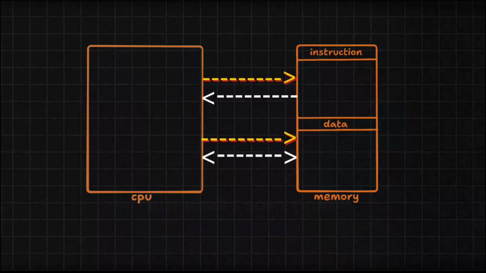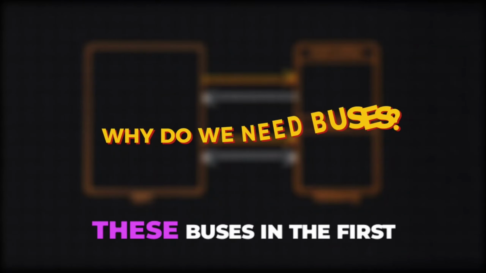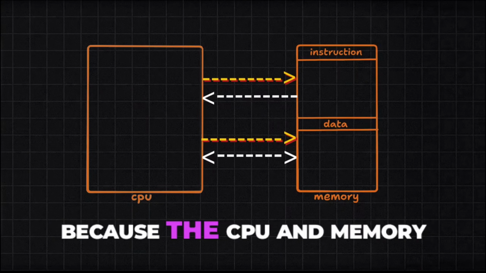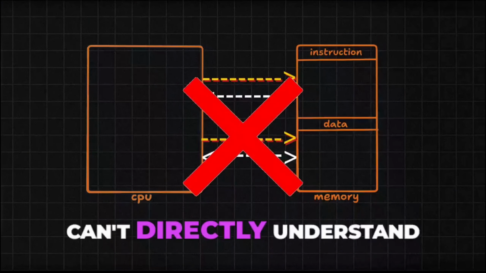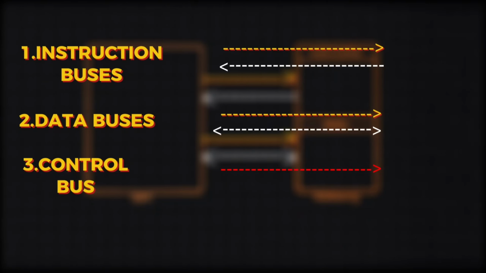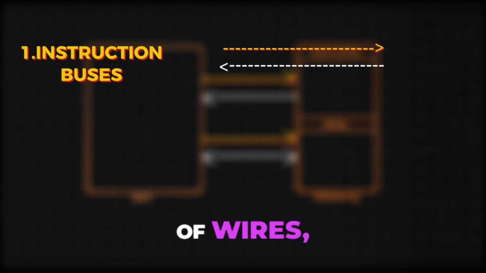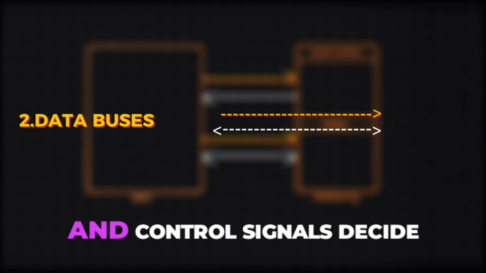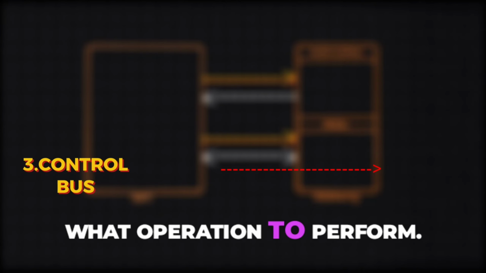But here's something important. Why do we even need all these buses in the first place? Because the CPU and memory can't directly understand each other. They need a structured way to communicate. Addresses go on one set of wires, data travels on another, and control signals decide what operation to perform.